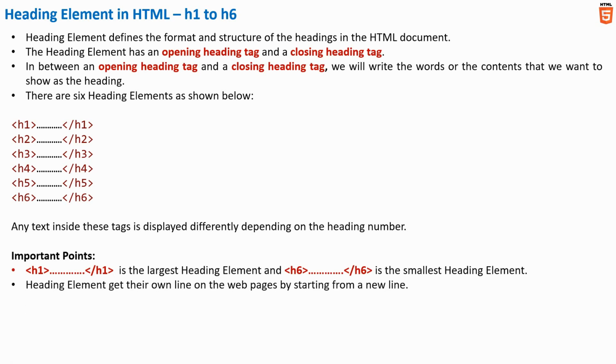Heading elements get their own line on the web page by starting from a new line. So whenever we have a heading element inside our HTML document, it will always start from a new line. And it occupies the entire line, starting from the extreme left and extending to the extreme right. Even if we have any component in the HTML document in the same line, it will be pushed into the next line. That is, the HTML heading element occupies the entire line starting from the extreme left and it can go to the extreme right.